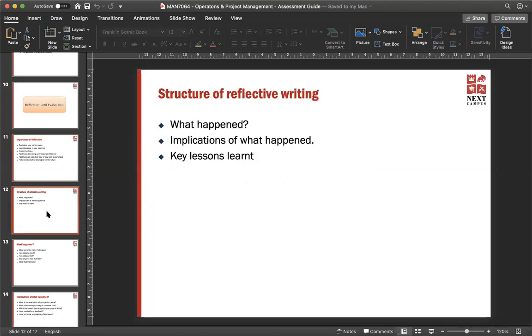Right. So the structure of reflective writing is this: what happened, implications of what happened, and the key lessons learned. So those are the three things that should be reflected in your report. What happened, implications of what happened, and the key lessons learned. I'll expand that a little bit more.